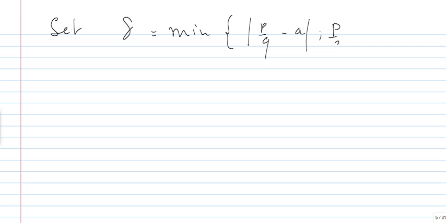Great. So now let us set delta to be the minimum of the absolute value of p over q minus a, for p over q which belongs to A epsilon, and we want p over q to be different from a. Since A epsilon is finite, this delta is positive.